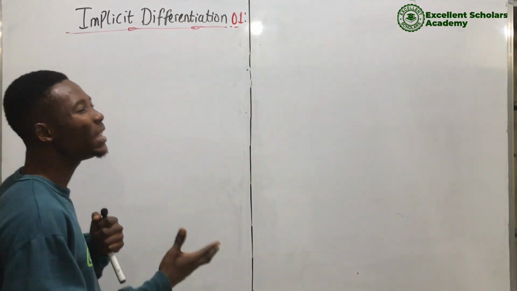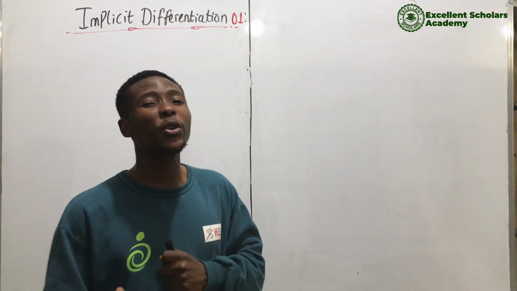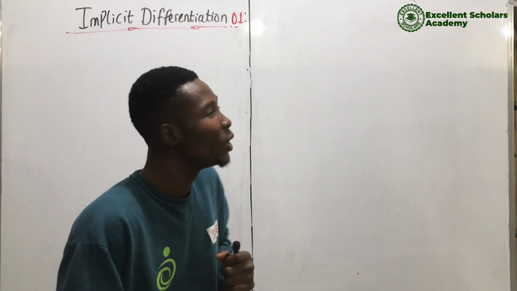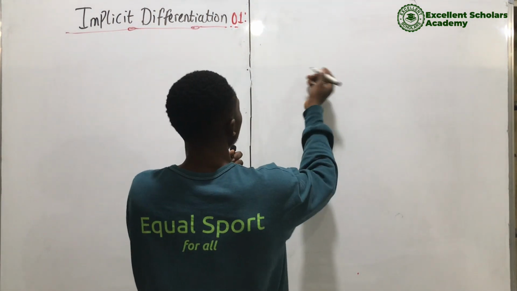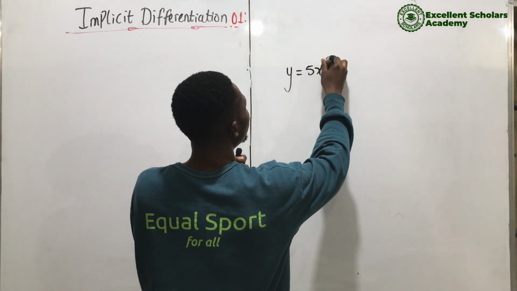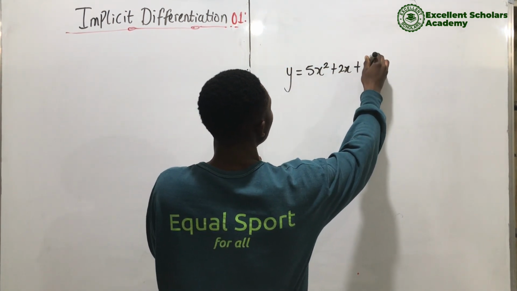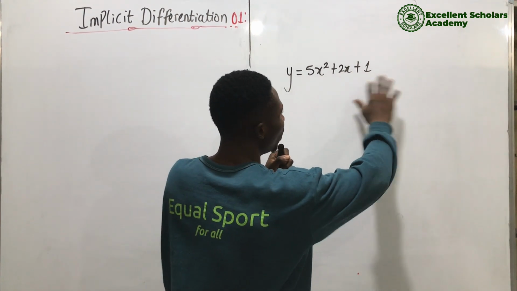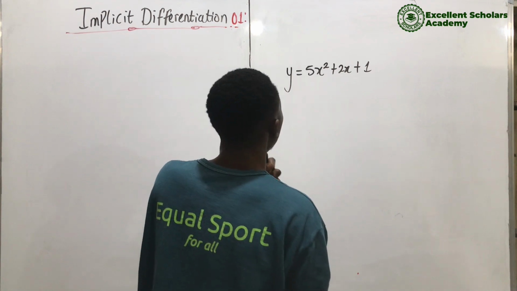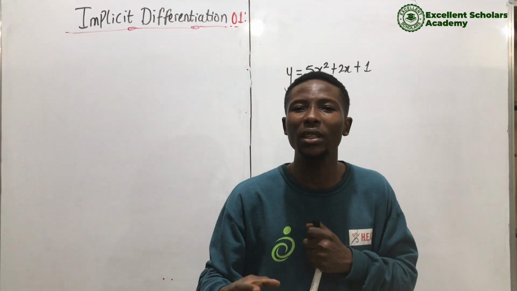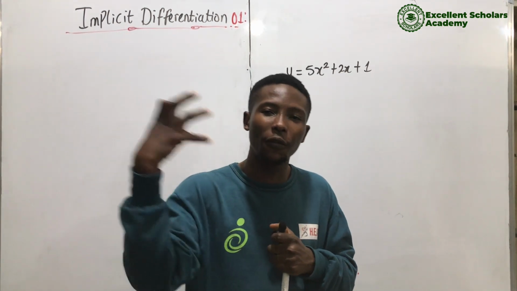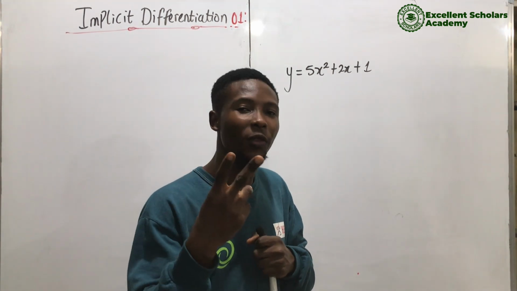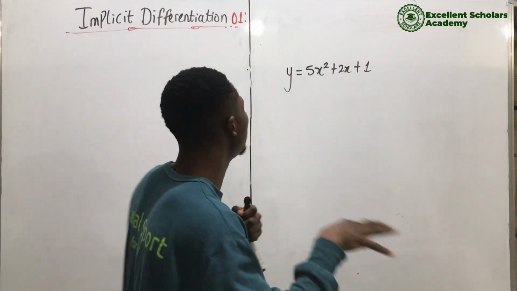Now, implicit differentiation. You must have also heard about explicit differentiation. An example of explicit differentiation is something like this: y equals 5x squared plus 2x plus 1. This is explicit. You can see that y is alone here, and then you have the x terms and your constant there. But implicit differentiation means that you have inside of it a function of y, not just a single variable function, but a two variable function.